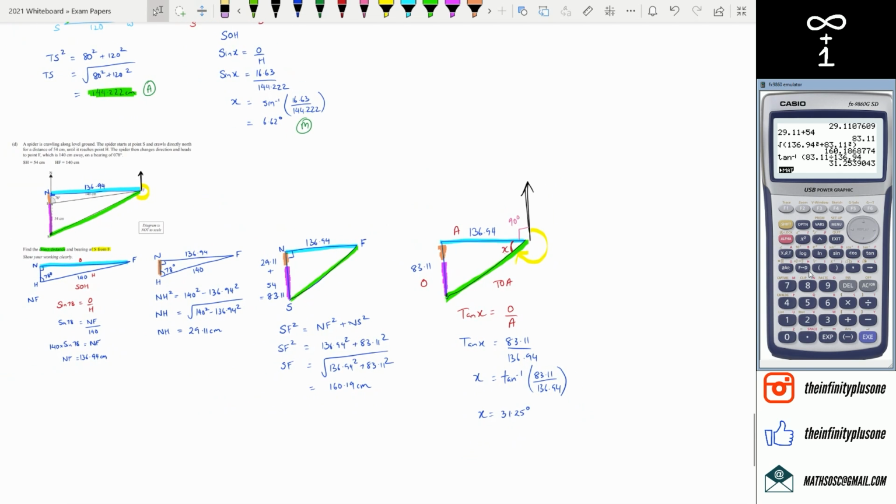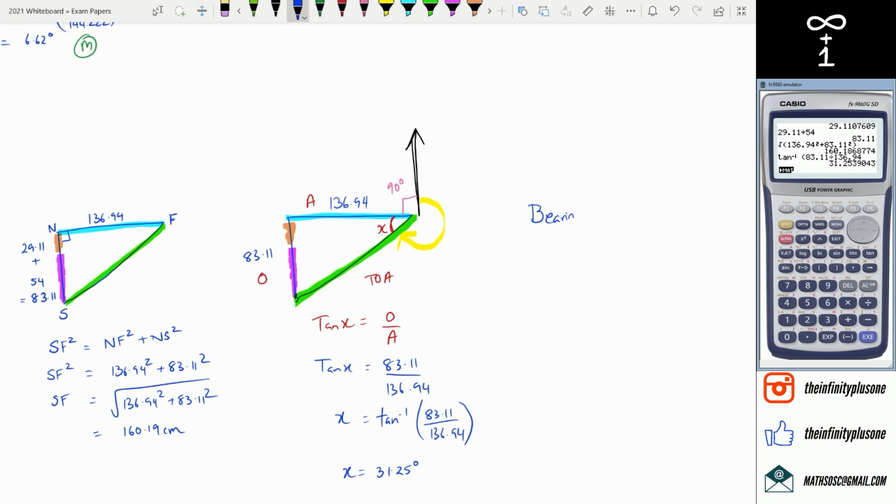Then I can say that bearing is 360, take away 90, take away 31.25 degrees. So I've got 360, take away 90, take away 31.25, gives me 238.75. And of course, I've got to round it up for bearing in this case. So it's going to be 239, a bearing of 239 degrees.